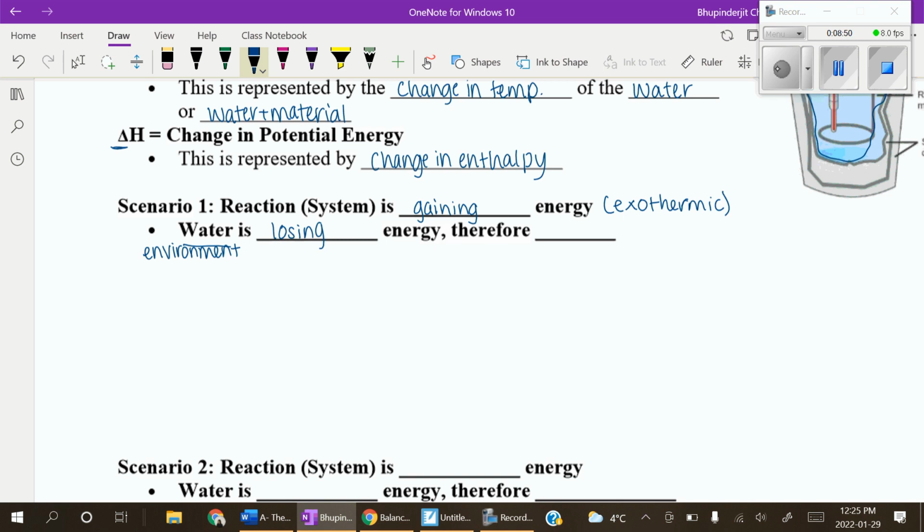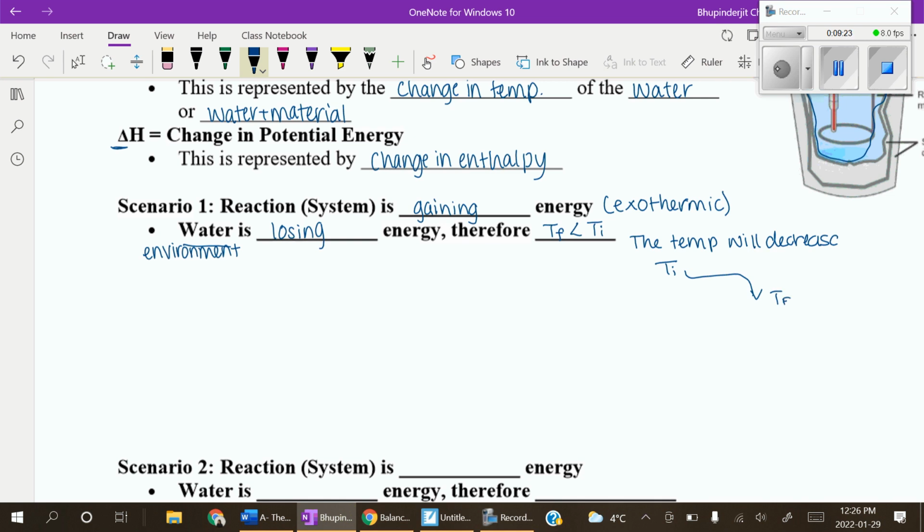So therefore, the starting temperature is going to be greater than the final temperature. I'm going to introduce some terms here to you. The T final is going to be less than the T initial. I'm basically saying the temperature will decrease. So T initial and T final is going to be less.